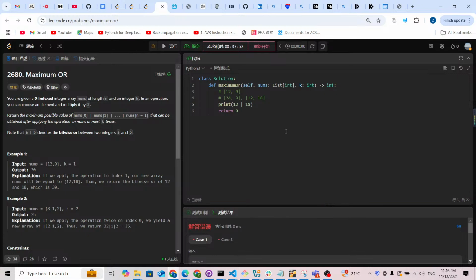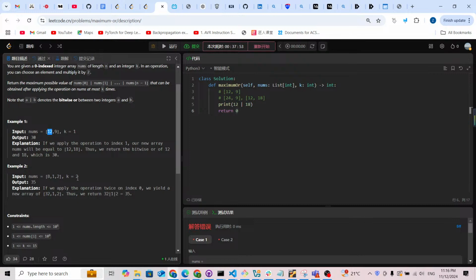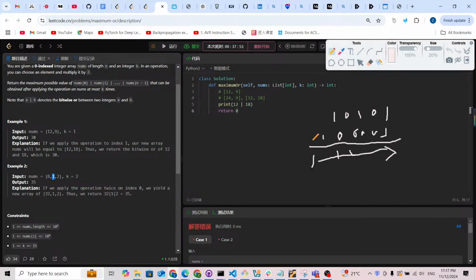Currently we are not sure which number we're going to choose. For example, if k equals 1, whether it is 9 or 12. In the second example, if k equals 2, what are we going to choose? Whether we choose 8 or 1 or 2, or we choose 8 multiplied by 2 and 1 multiplied by 2. But we are going to calculate the maximum number. Let's check what happens in such a case.